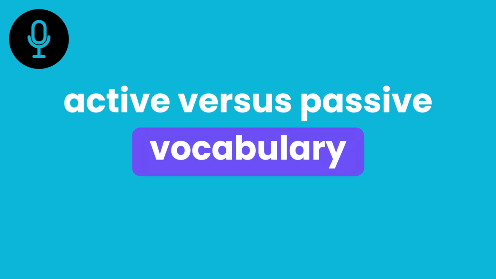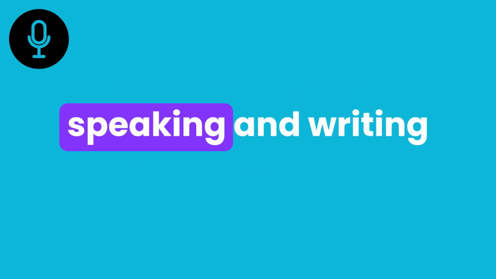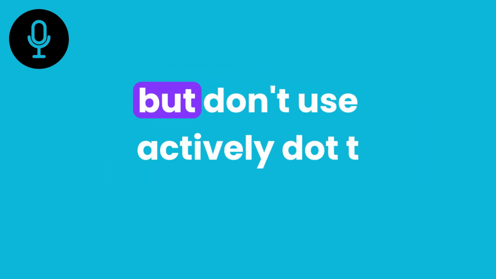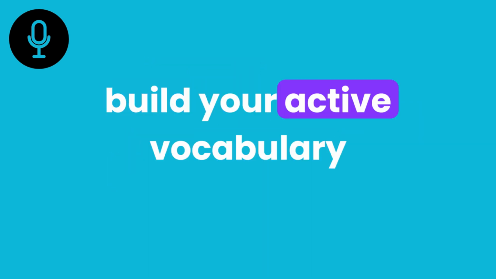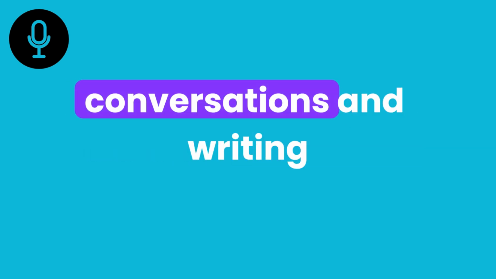Active versus passive vocabulary. Active vocabulary: words you can use confidently in speaking and writing. Passive vocabulary: words you understand when you hear or read them but don't use actively. To build your active vocabulary, practice using new words in sentences, conversations, and writing.